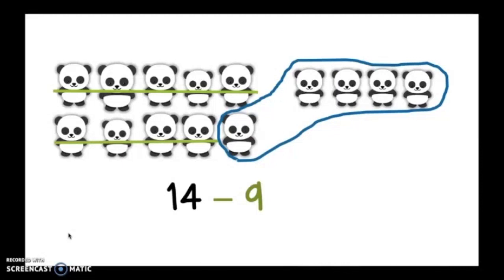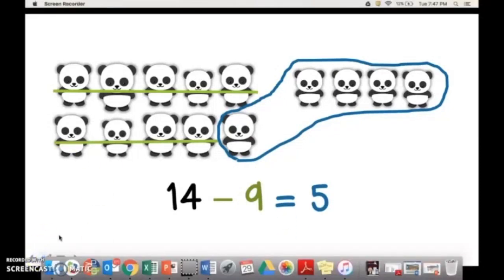So how could I finish this number sentence? 14 minus 9. What could I do with the group that I circled? That's right. I could say equals 5. Good job, friends. All right, now I've used my picture to make a number sentence. And that's kind of what we're going to be working on today. We're going to look at pictures or use pictures to show our thinking for a number sentence.